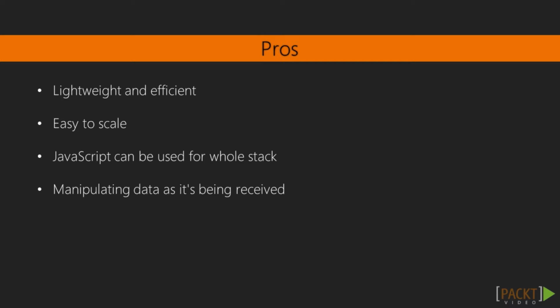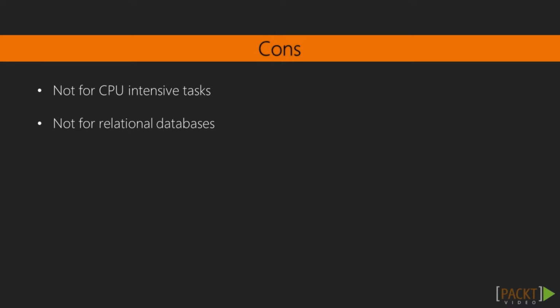Manipulating data as it's being received. You don't want to use Node.js for CPU-intensive operations. Your code should do what it needs to do as fast as it can and give back control to the event loop.